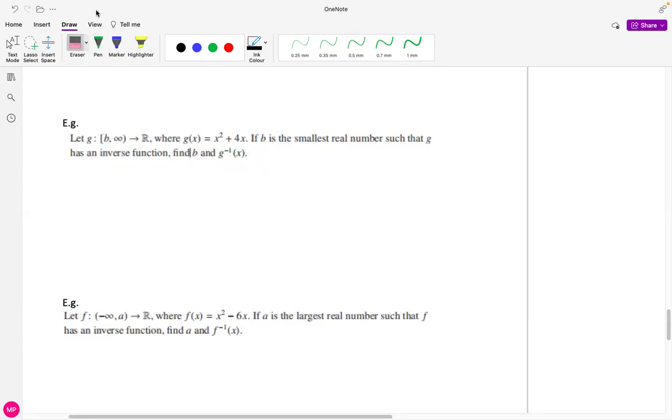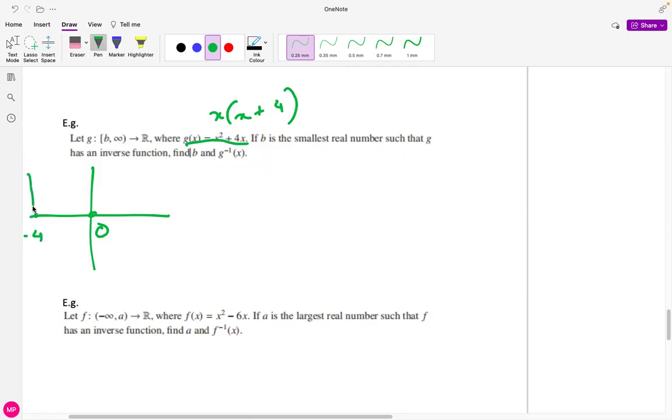All right. So if we think about the original graph, which is a parabola, this one we can write as x + 4, and it has the x-intercepts at 0 and -4.